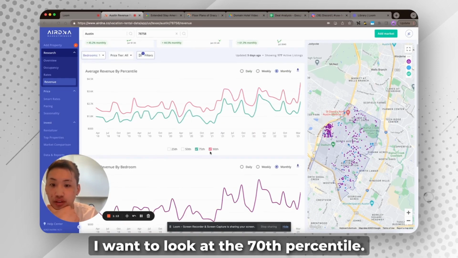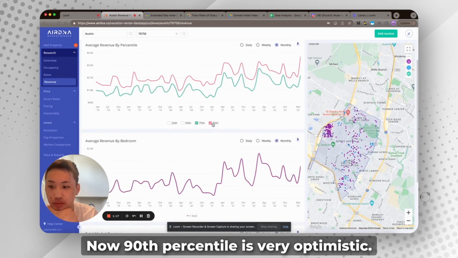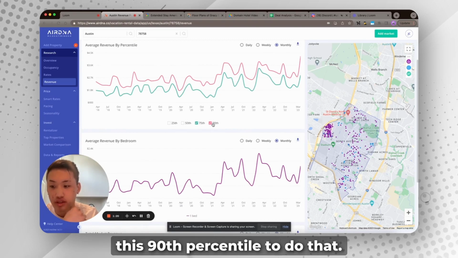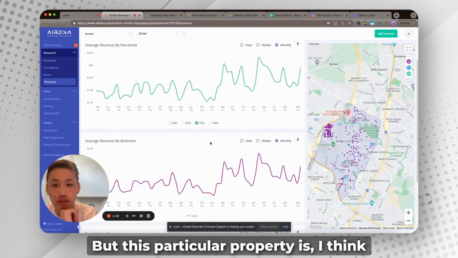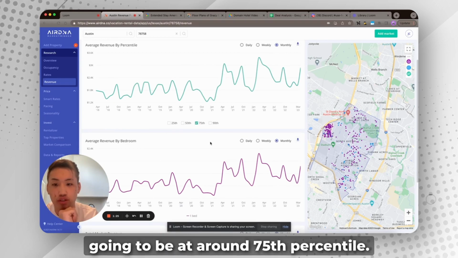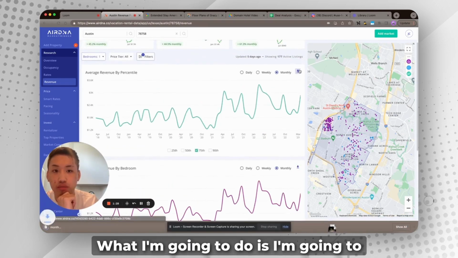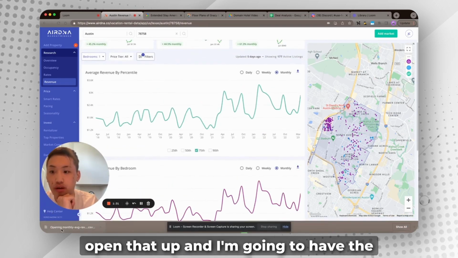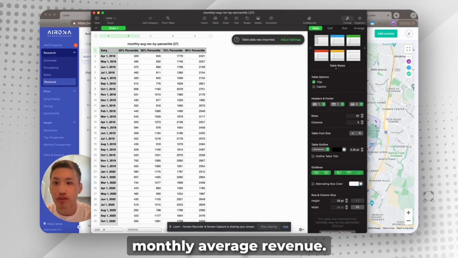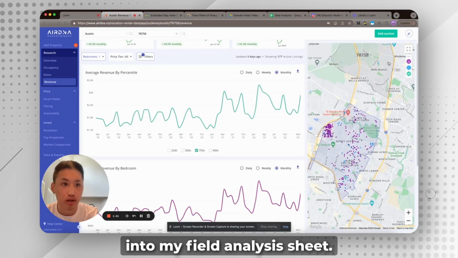I want to look at the 70th percentile. Now, 90th percentile is very optimistic. If I'm very confident that I can perform at the 90th percentile, I'll do that. But this particular property, I think, very safely with my operations, is going to be at around the 75th percentile. What I'm going to do is download the CSV file, open that up, and I'm going to have the monthly average revenue. I'm going to copy that over into my deal analysis sheet.